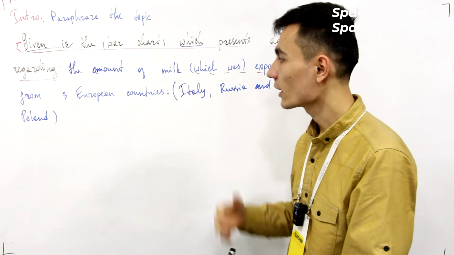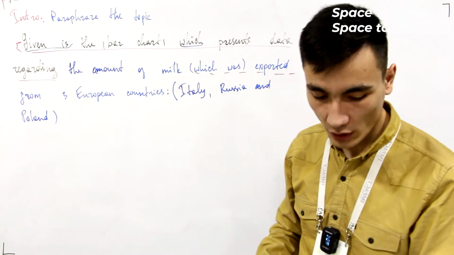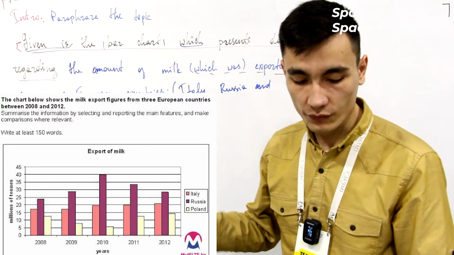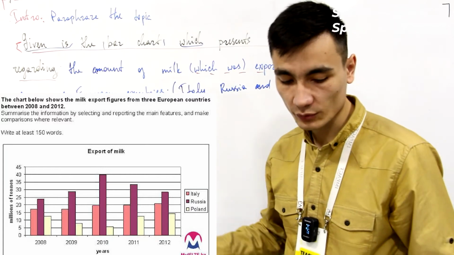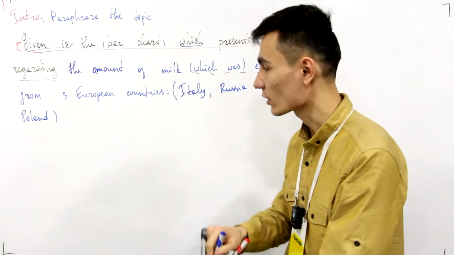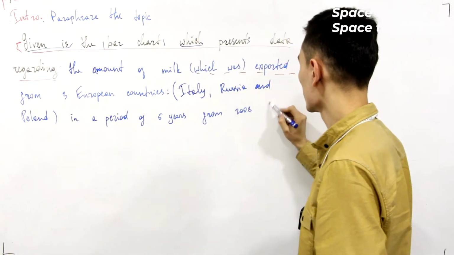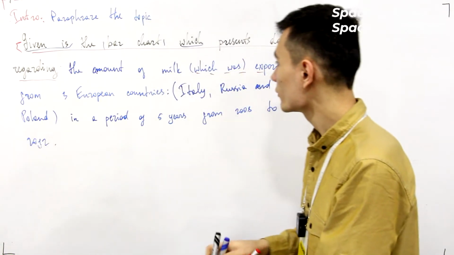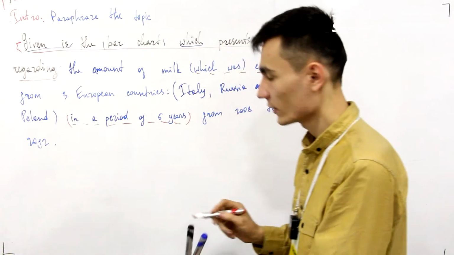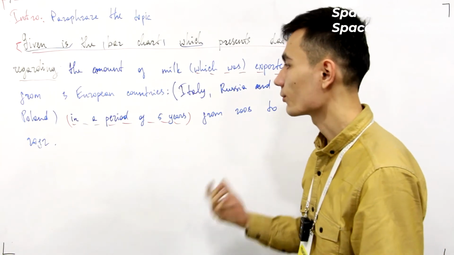So we give place and we have to give time. And they said between 2008 and 2012. So I just say from to, because instead of between and, we can just use a synonym, from to, and we can just add extra information. We can say a period of 5 years from 2008 to 2012. So as you see, if you want extra words, you can give this structure, in a period of 5 years. Or if you don't want to, you don't have to give this information. It depends on your preferences.